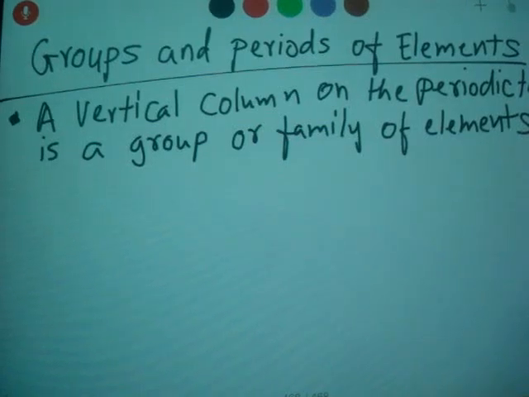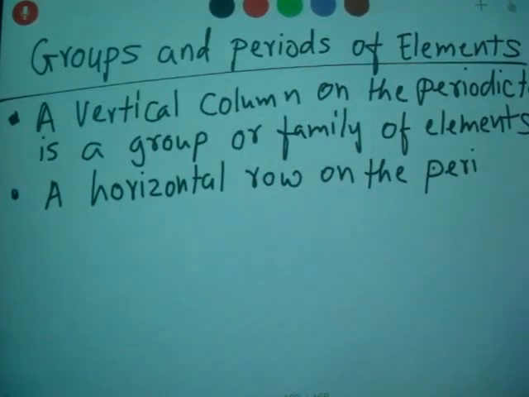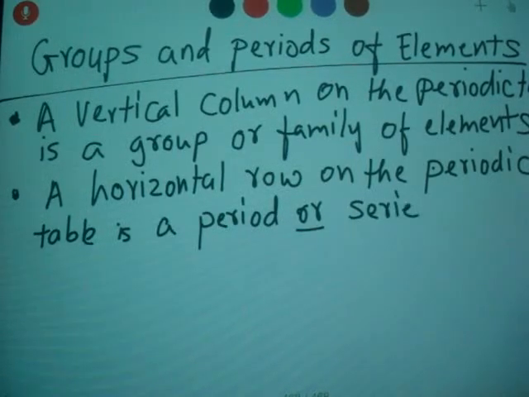And a horizontal row on the periodic table is a period or series of the elements.